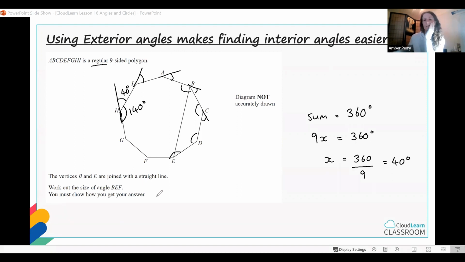Does anyone have any questions on that before I move on? I'm actually going to answer this question now, but I just want to check if anyone has any questions on finding exterior angles. Does that make sense? Did I go through it quite quickly? Okay, no questions coming up, so I'm seeing some nods. So let's have a look at doing this question now.